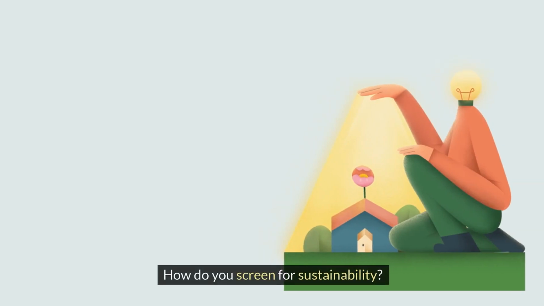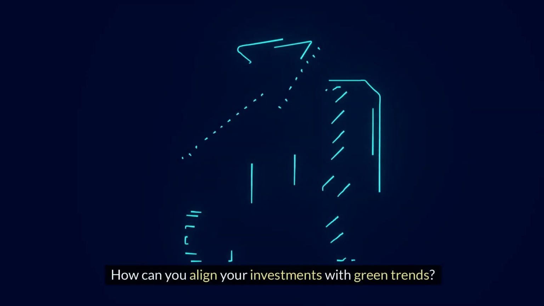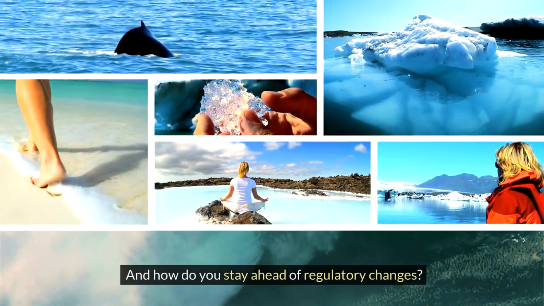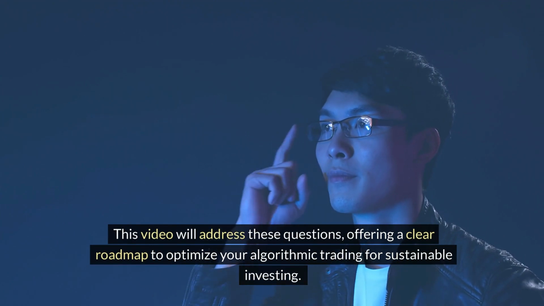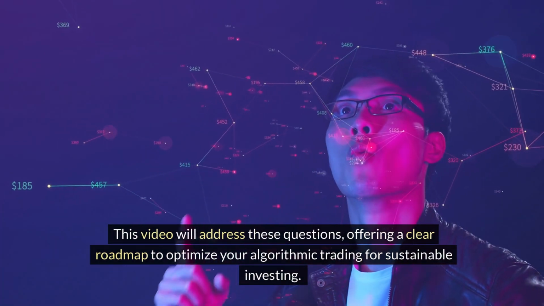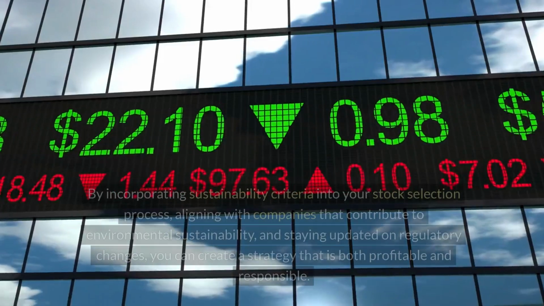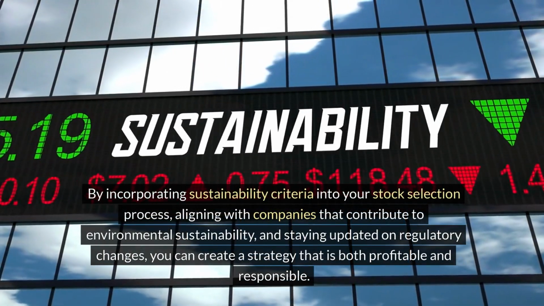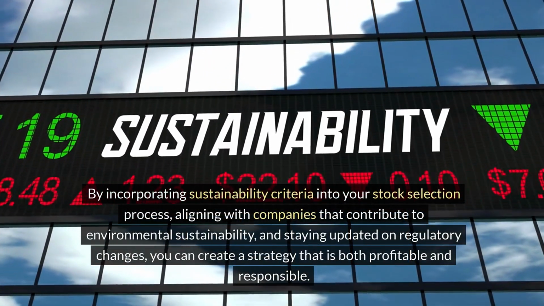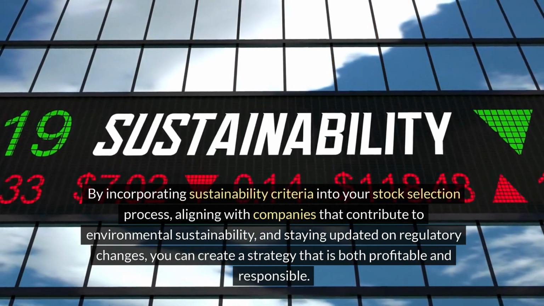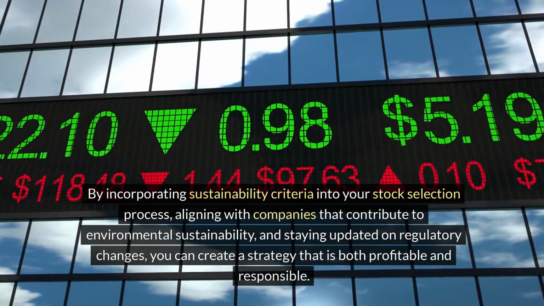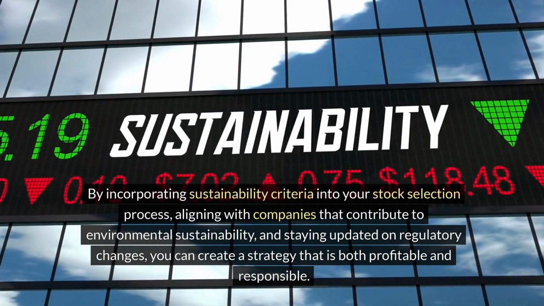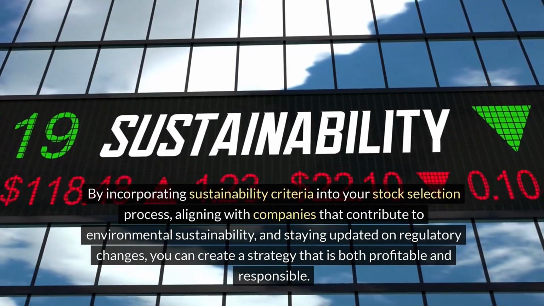How do you screen for sustainability? How can you align your investments with green trends? And how do you stay ahead of regulatory changes? This video will address these questions, offering a clear roadmap to optimize your algorithmic trading for sustainable investing. By incorporating sustainability criteria into your stock selection process, aligning with companies that contribute to environmental sustainability, and staying updated on regulatory changes, you can create a strategy that is both profitable and responsible.